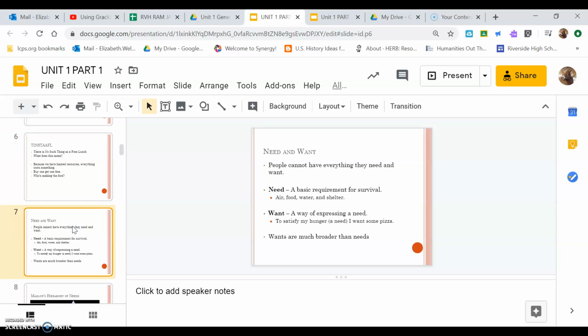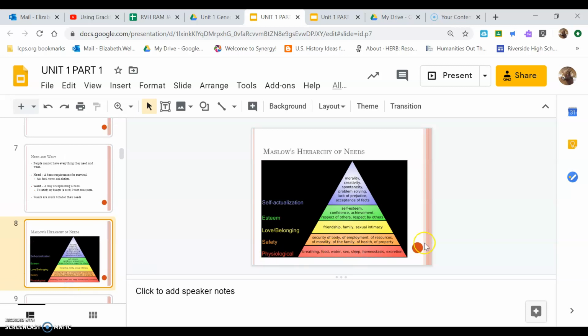Needs and wants, again, very relevant for our times. Needs are basic requirements for survival: air, food, water, shelter. And that's kind of the bottom. We'll go ahead and move on for time of Maslow's pyramid, as you can see. Everything else is a want, right? A way of expressing the need.